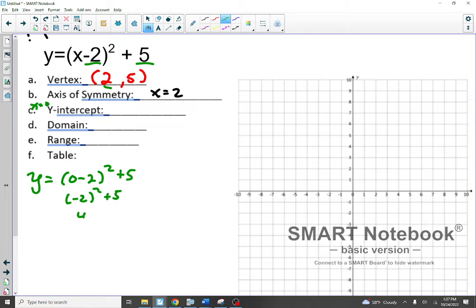Oh, it's the flipping one. 4 plus 5 equals 9. So the y-intercept is 9, or 0, comma 9, however you want to write it.